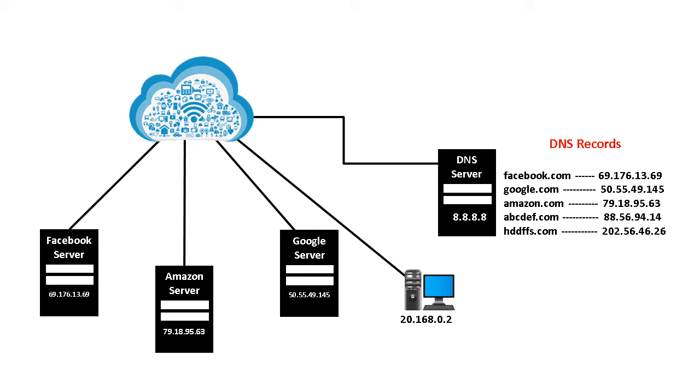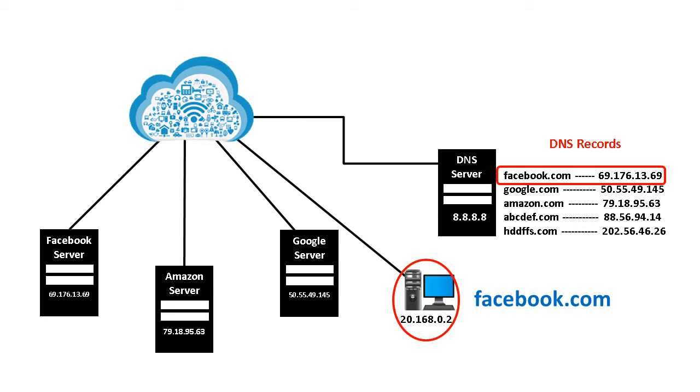Now let us talk about the DNS server. The DNS server stores all public IP addresses along with their associated short names, that is domain names, or we can also say host names. When our system sends a request to any server over the network through its domain name, let's say facebook.com, our request will first go to the DNS server. Then the DNS server will search for the IP address of facebook.com in its database.